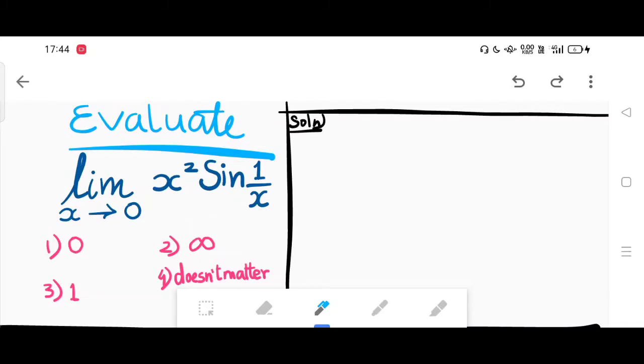So I'm back with yet another amazing question from limits. The question is: the limit of x square into sine of 1 by x while x tends to 0. You can try out this question, and I'll be solving it in 5, 4, 3, 2, 1.